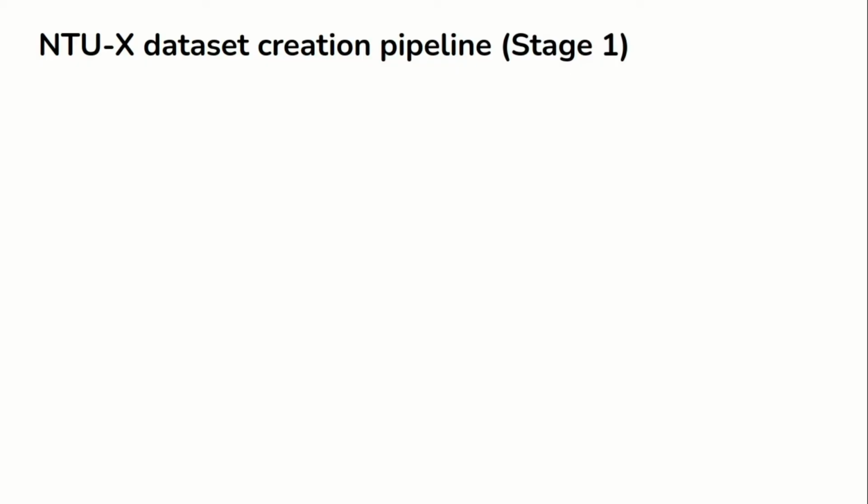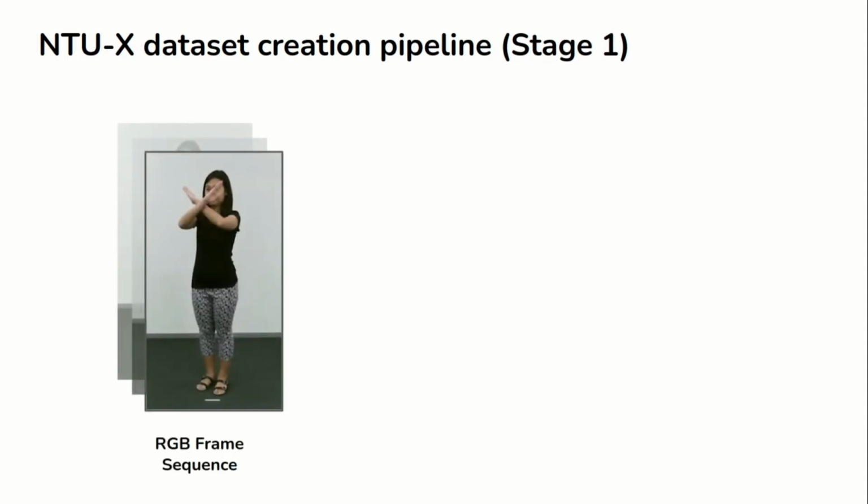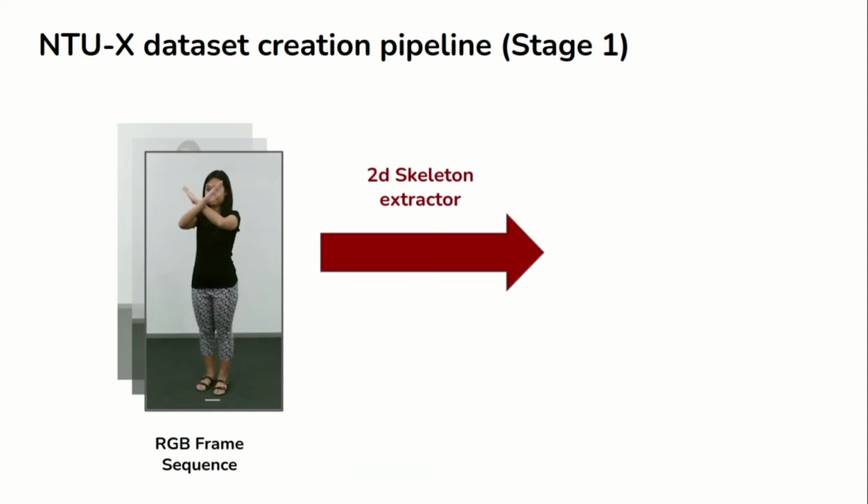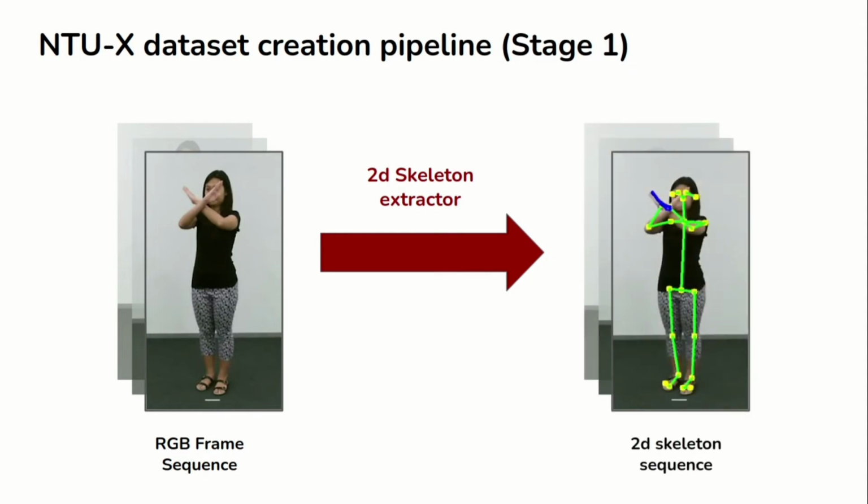In stage 1 of our pipeline, we use the RGB sequence provided in the original NTU60 and NTU120 dataset. Using a 2D skeleton extractor, we acquired 2D skeleton sequences of these RGB videos. For our dataset creation, we have used CMU OpenPose as the 2D skeleton extractor.